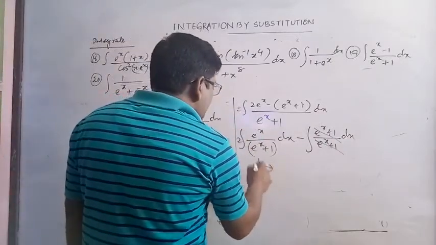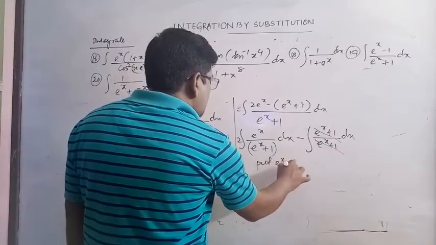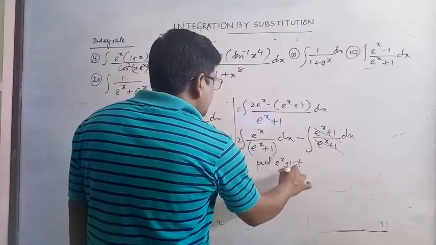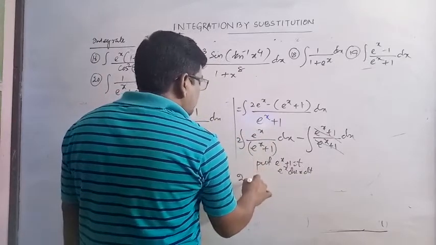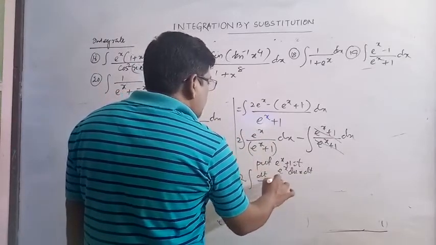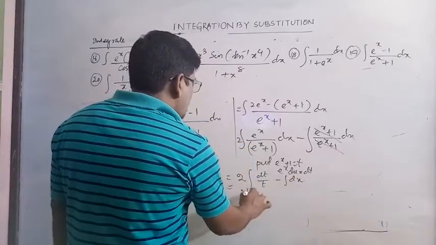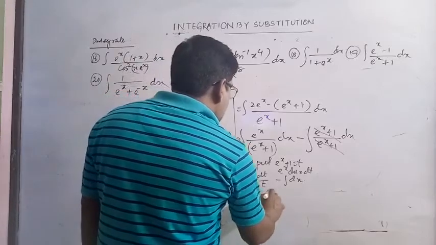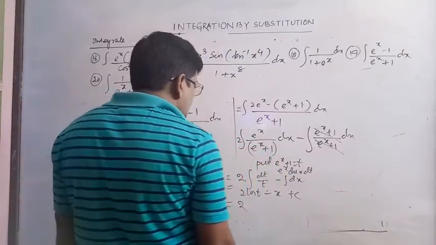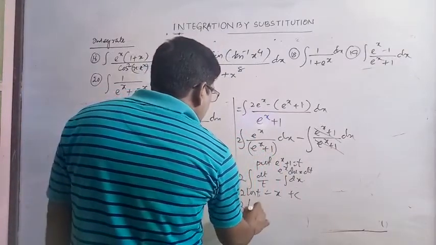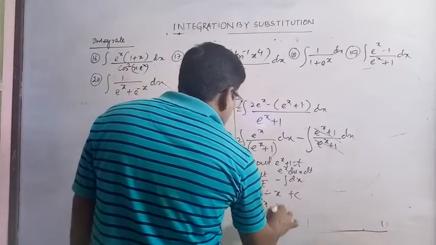This is the formula. Put e to the x plus 1 equal to t. So e to the x dx is equal to dt. So we get 2 into dt by t minus dx. This is equal to 2 log t minus x plus c. Log t is log of e to the x plus 1, so the answer is 2 log of e to the x plus 1 minus x plus c.